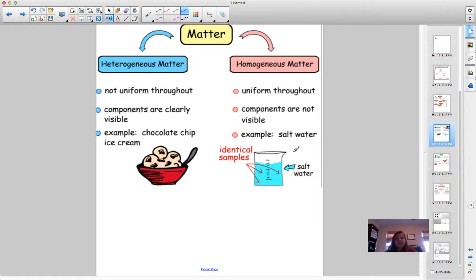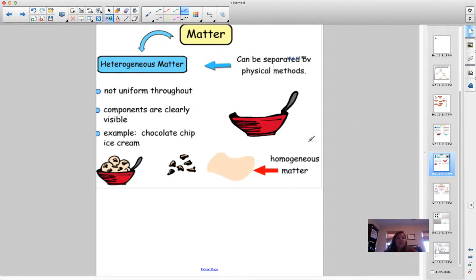That means it's uniform throughout and you cannot see individual components. An example would be salt water. Okay, you have the salt, it's mixed in here and it's uniform throughout. So this is just a little bit of a wrap up. If you were to actually melt this down, this is what we would be left with: the chocolate chips and a big puddle of gooey ice cream.